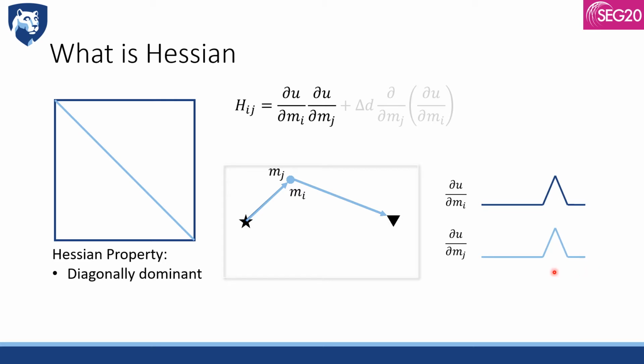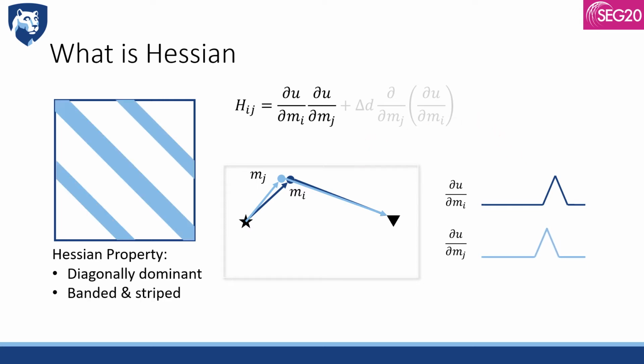So in practice, both scatter waveforms will be spread out a little bit. Then to have a non-zero value in the Hessian matrix, mi and mj do not necessarily coincide with each other. Instead, we will have non-zero Hessian values as long as mi and mj are neighbors. See the waveform. As a result, the Hessian will be a banded and striped matrix, and the pattern depends on how you sort the grid points.